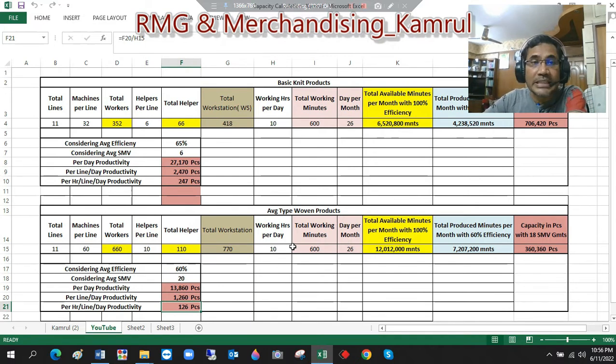Following this way we can calculate the capacity: minute based capacity, piece based capacity, per day capacity, per hour capacity, per line capacity. Everything we can do very easily.